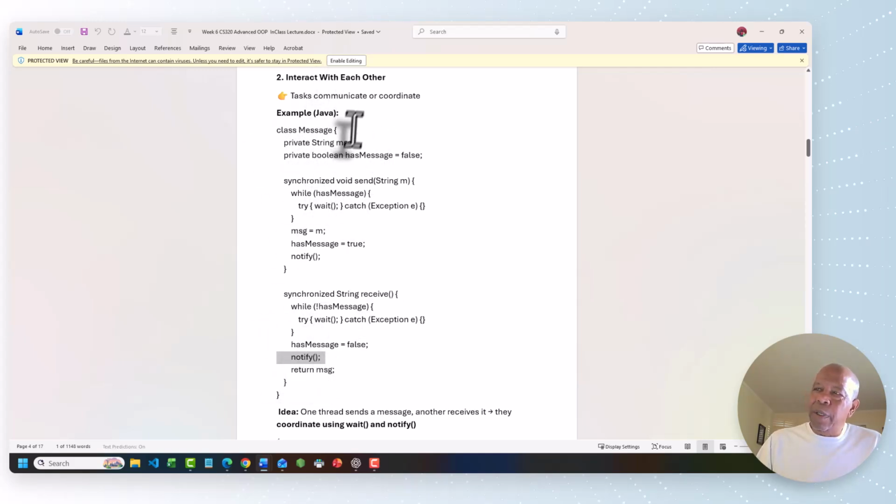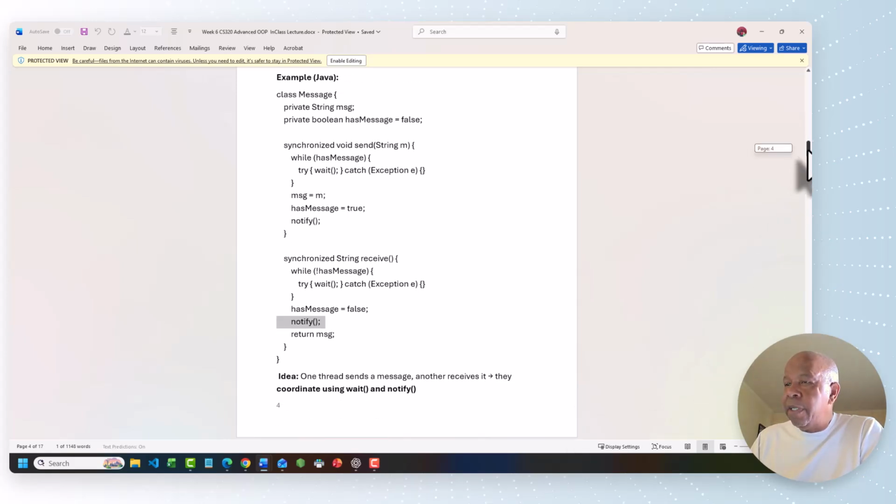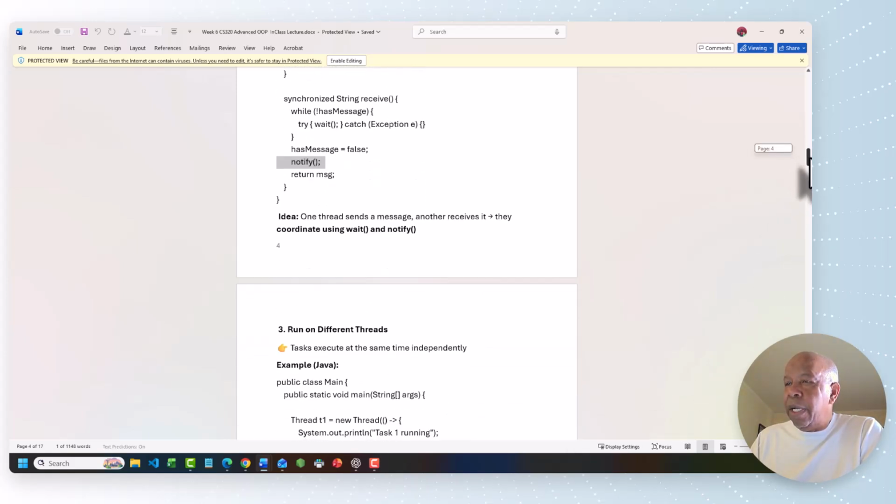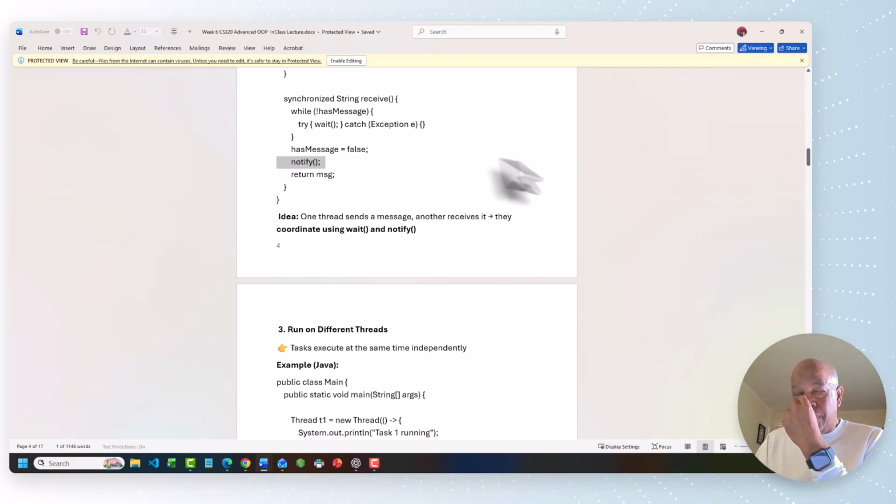This is one of the interaction models that we're going to be looking at, that you can run into, where we need to discern when things can go wrong. So one thread sends, one receives, and they coordinate using wait and notify. We're going to delve into this a little bit more later.